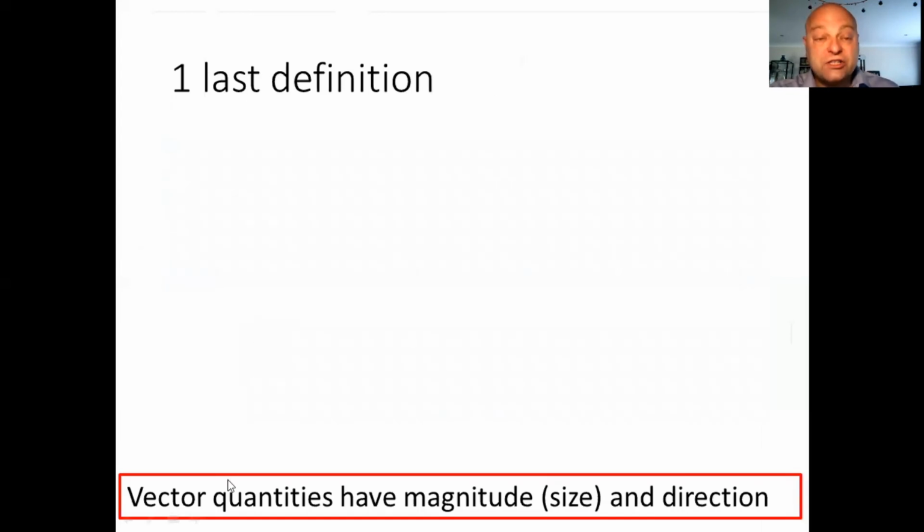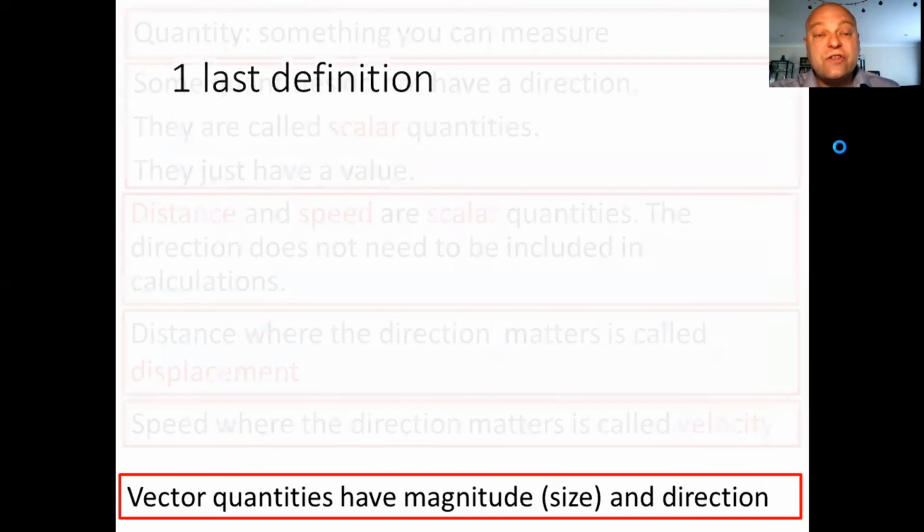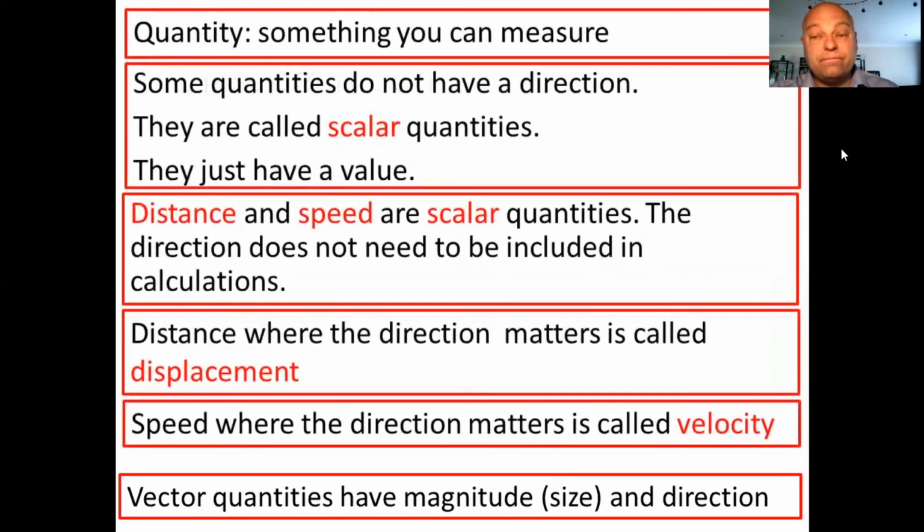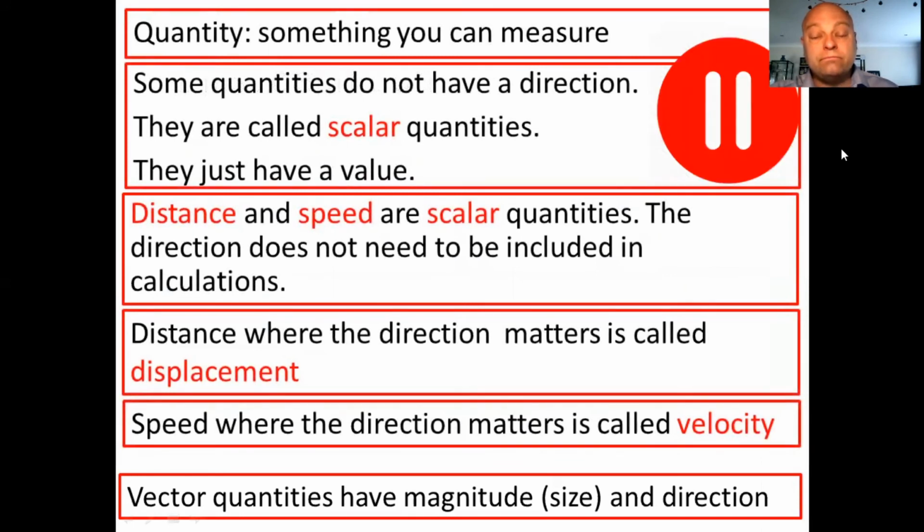So one last definition then to add to your list. Vector quantities have magnitude, which means size, and direction. So add that to the list of definitions that you've already written down today. Pause the video.